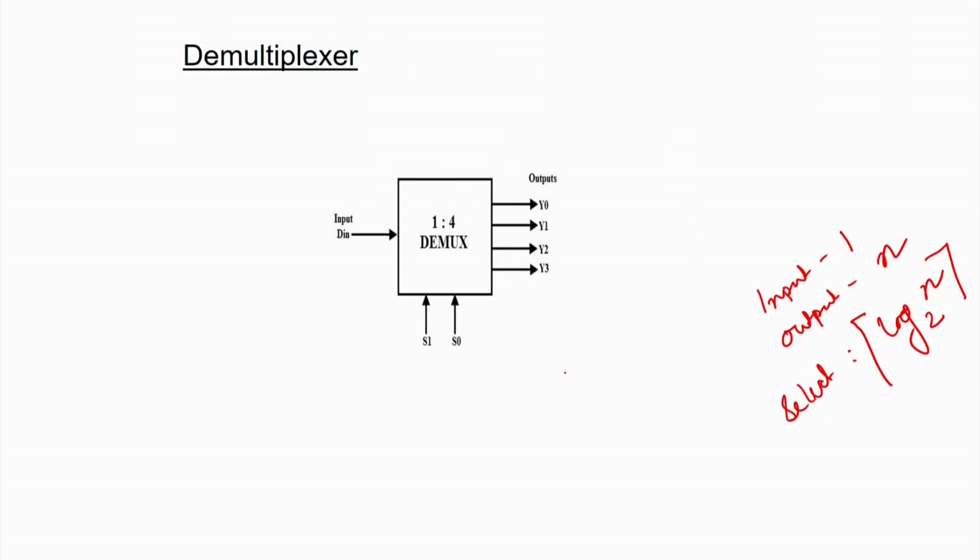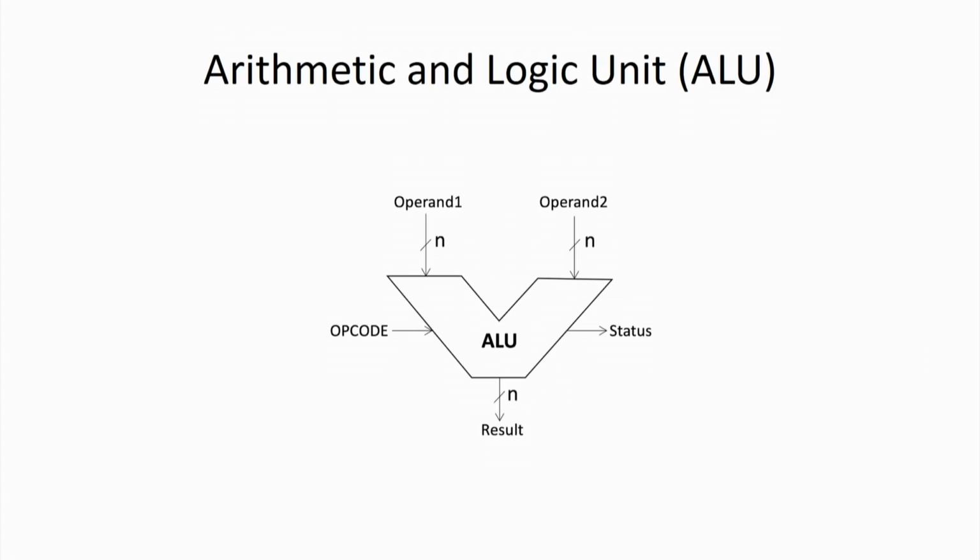Again, if it is S0 and S1, we have 4 combinations, and depending on that we decide the output line. Here the input will transfer to y0, here y1, y2 and y3. So, we have one input signal, and that will be transferred to any one of these output lines. So, this is a demultiplexer. In a computer we extensively use these building blocks to construct our computers.